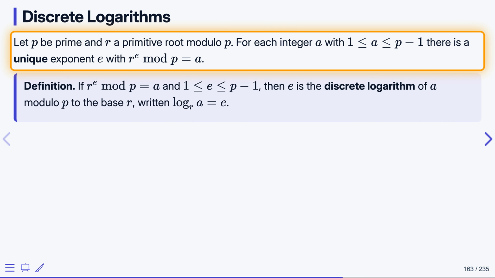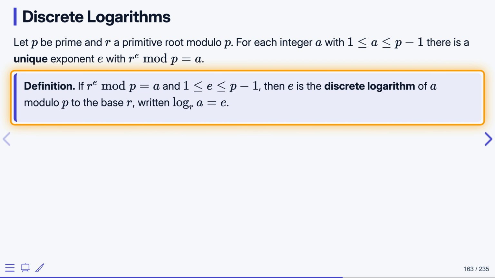Now let's reverse the primitive root idea. Take a prime P and a primitive root R, because the powers of R sweep through every non-zero value exactly once. Each target value is hit by exactly one exponent. That exponent gets a name. We call it the discrete logarithm of a modulo P to the base R, and we write it like an ordinary logarithm. Log base R of a equals E, it behaves much like the logarithm you already know, except that we are working on a clock instead of on the number line.